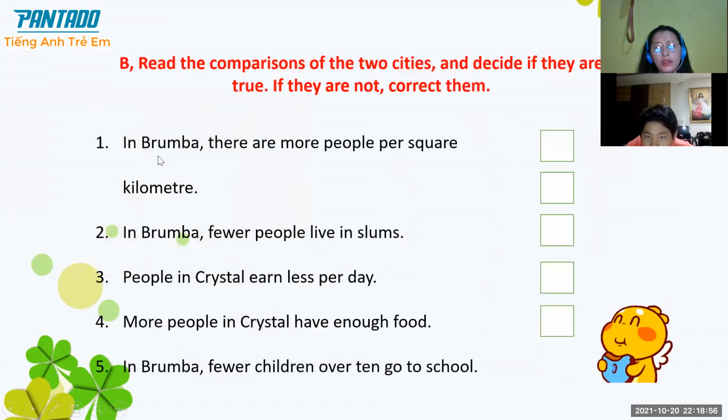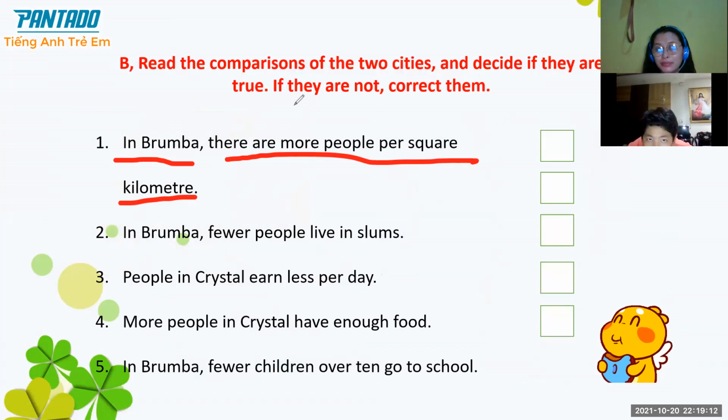Okay, so look at the first one, in Brumba. As you can see here, let's try to see if it is correct. In Brumba, there are more people per square kilometer compared to Crystal. Is it true? What do you think? Which has more people, Brumba or Crystal?